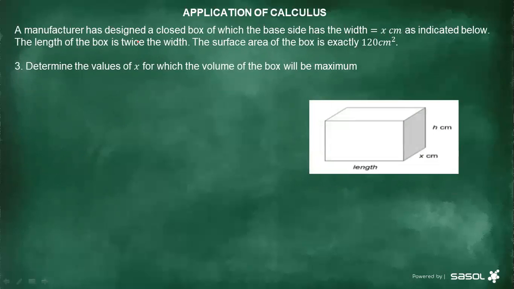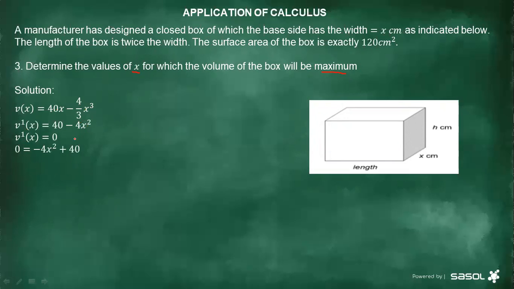We are having the same scenario, the same question. All right, now we're having a new question that says determine the values of x for which the volume of the box will be maximum. Then I said we are going to be deriving the given equation, and this is the equation. Then the second step, you then do the what? Derivative. And then this is what you're going to be obtaining. Then you're going to equate it to 0 so that you can solve for x.